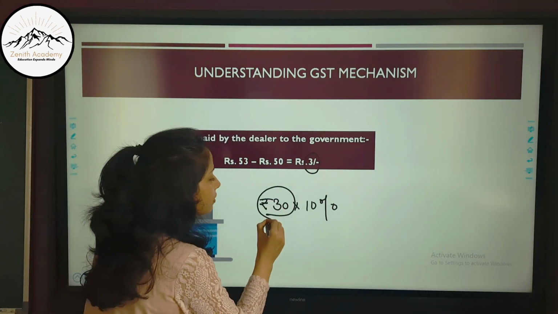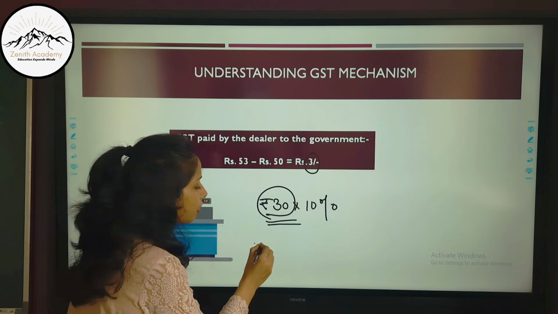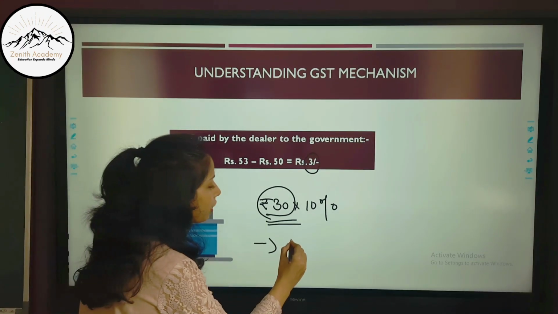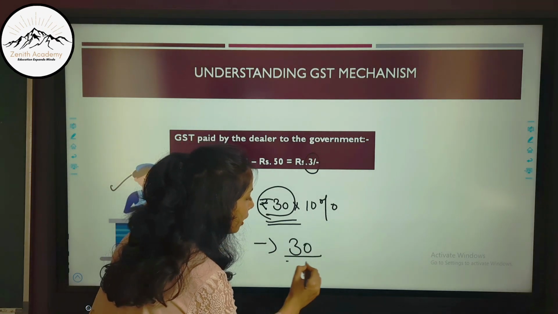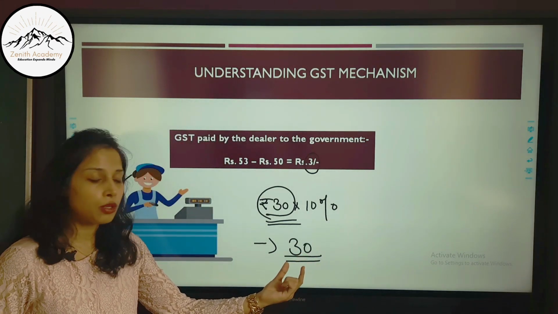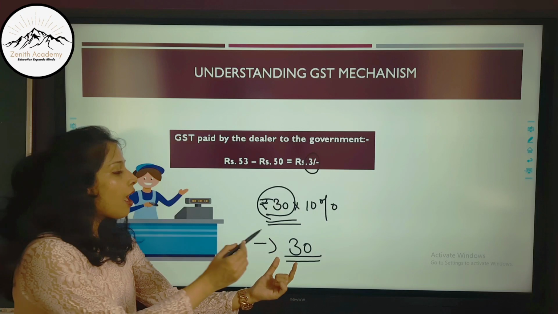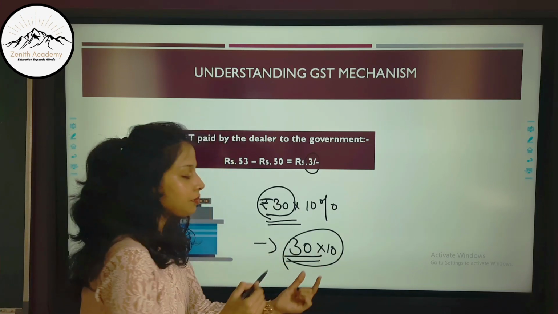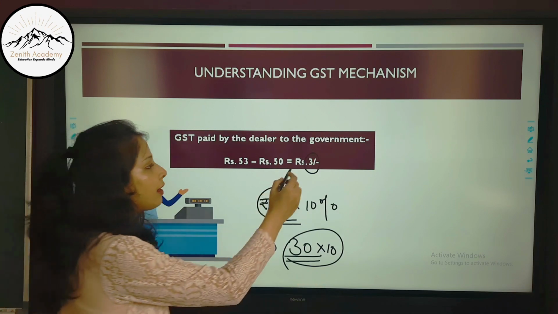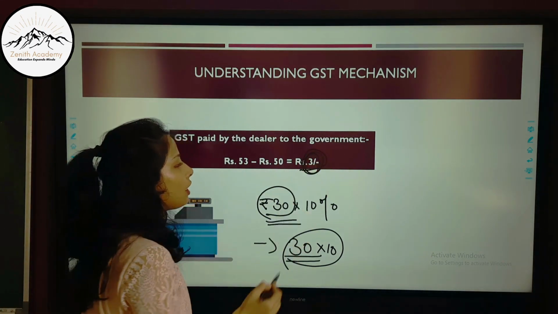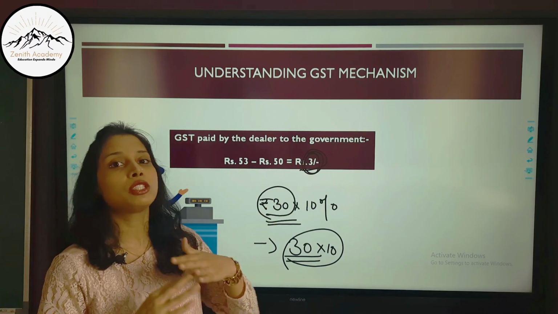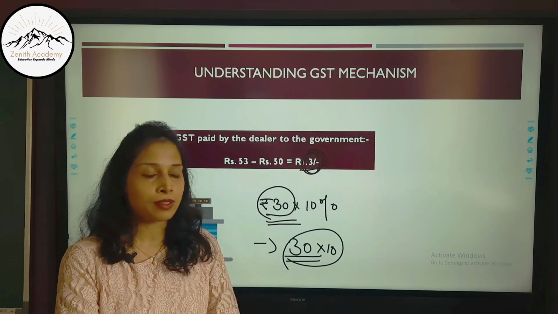Okay, and what is this rupees 30? This was the value addition by this dealer. You remember the profit we added was rupees 30, and this was the actual value addition by this dealer, and GST was ultimately charged on this value, and hence the only GST paid by him was rupees 3. So this is how the GST mechanism works.